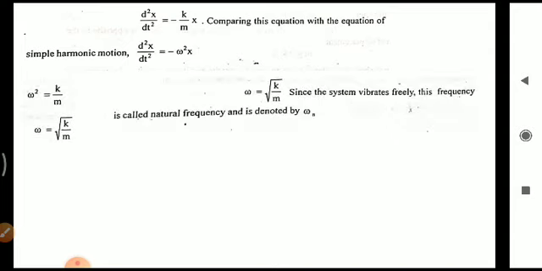So we are comparing the given equation, d square x by dt square plus k by m x equal to 0, with the equation of simple harmonic motion. For simple harmonic motion, d square x by dt square is equal to minus omega square x. So comparing these equations, we can write k by m is equal to omega square, or omega is equal to root k by m. So it is called the natural frequency of vibration.